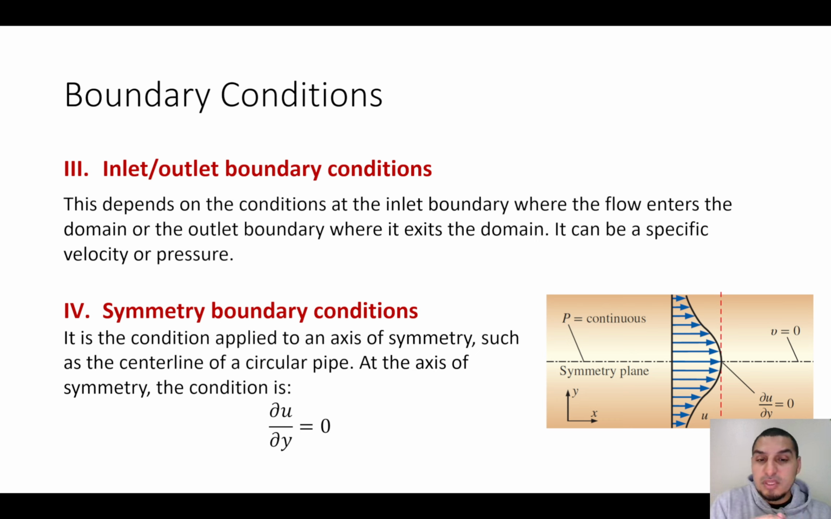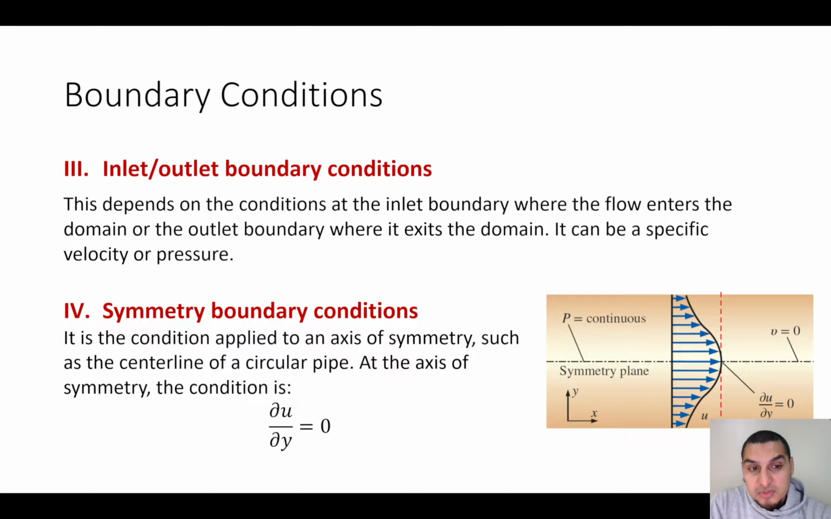The second point is the conditions are similar on both sides. So here, for instance, we know that, let's say the velocity here is zero, then the velocity here must be zero. If for some reason we have here a velocity with a value different from the velocity in this value, we cannot apply the symmetry boundary condition.